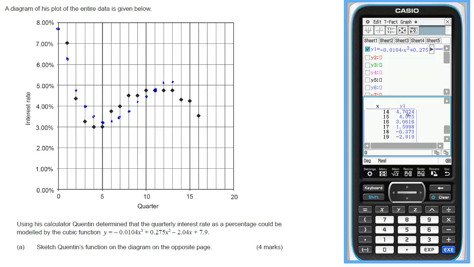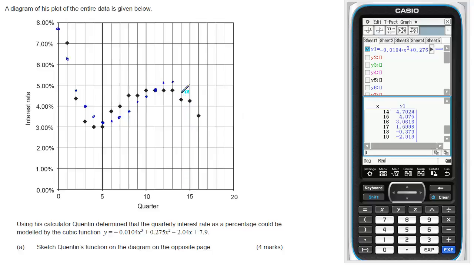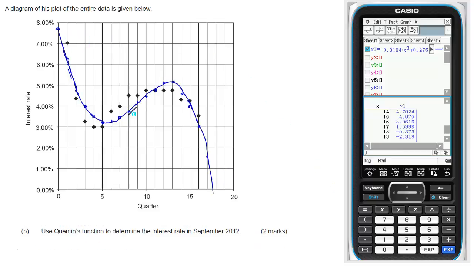Then we've got 4.7 at 14, 4 at 15, 3 at 16, 1.5 at 17, and then they become negative, so it's going to go off the bottom. So while I wasn't recording, I just drew a curve through that.